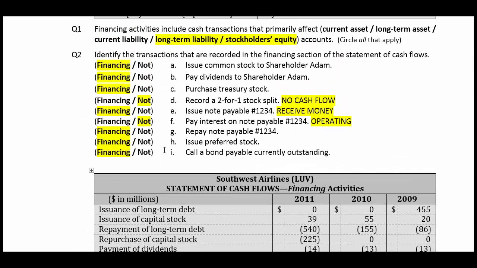Sorry, what's the difference between paid interest and calling a bond payable? Interest is on a bond. You have the bond itself, which is the principal, and then the interest is on top of the principal. So paying interest is related to a bond, but it's a little different. Interest is the charge for borrowing the money, and paying interest is an interest expense. Whereas a bond payable is just paying off a liability.